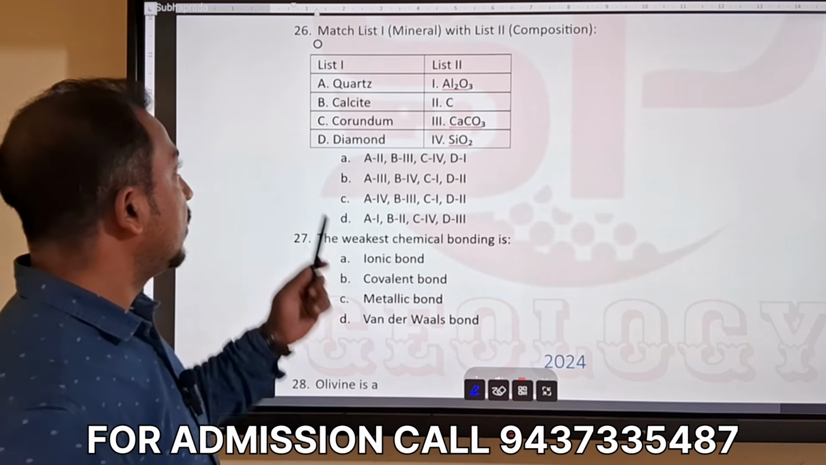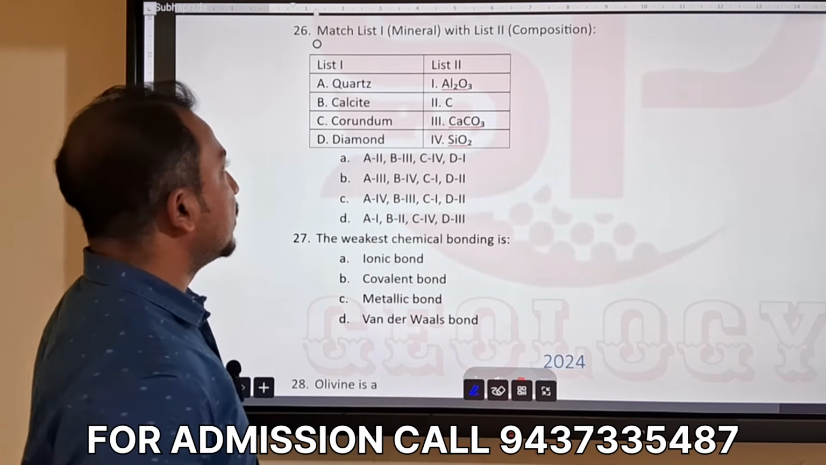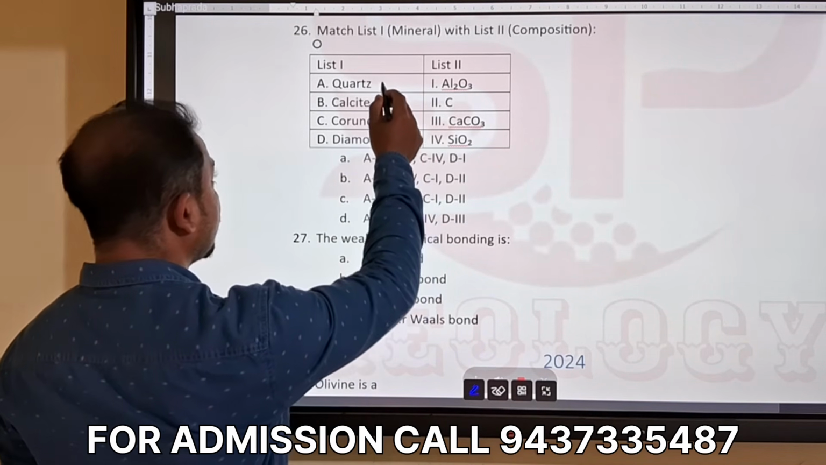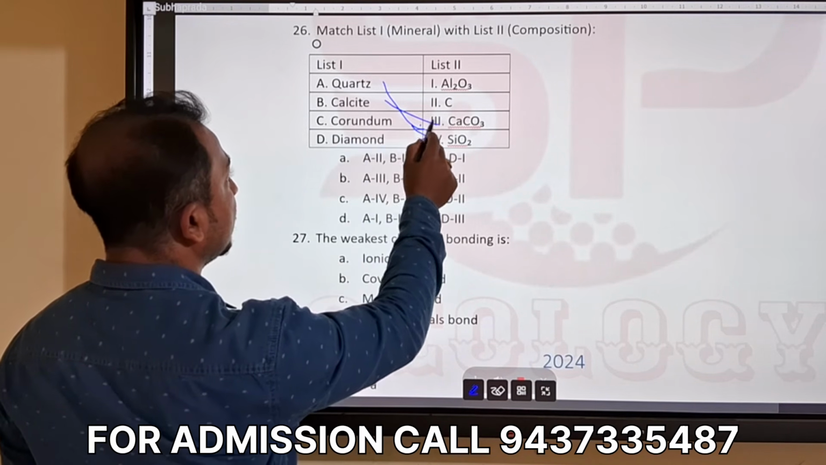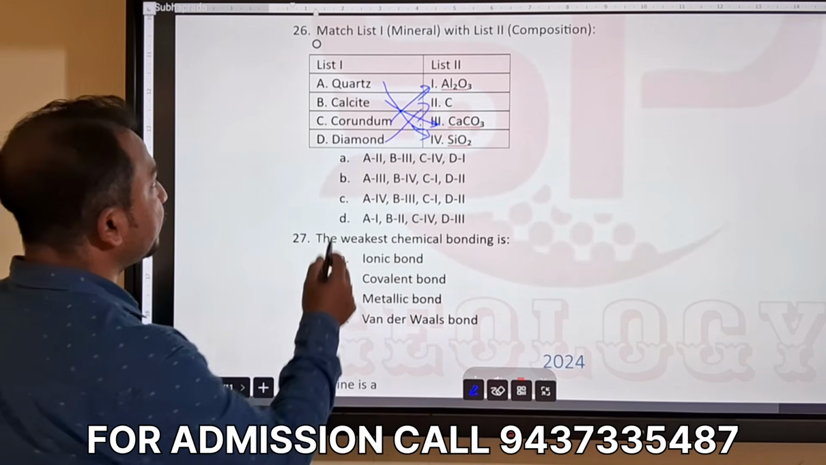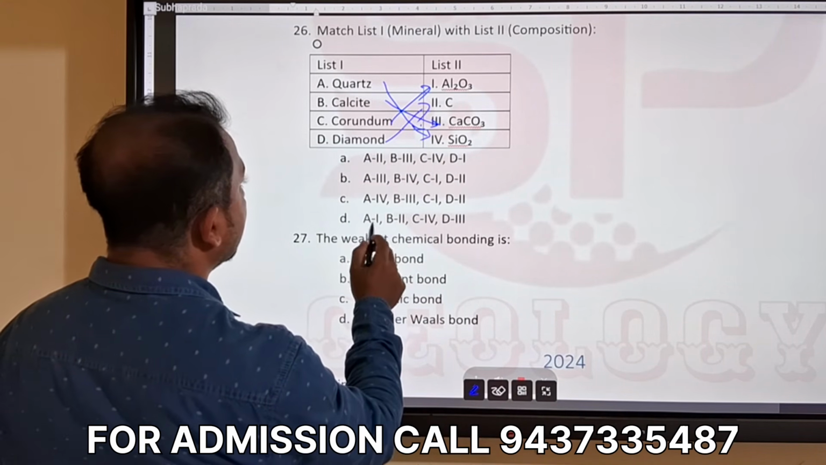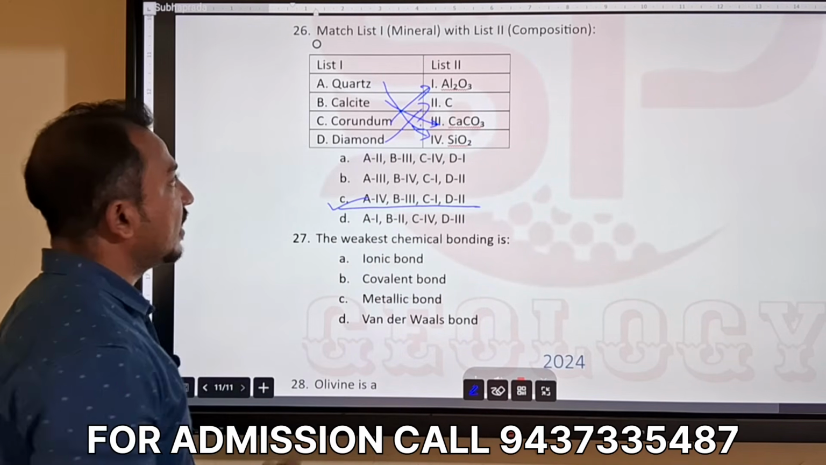So next comes this question, the table match. So it is our composition. You know quartz is SiO2, calcite is CaCO3, corundum is Al2O3, diamond is C. So quartz is IV. There is only one option, so answer C will be correct.